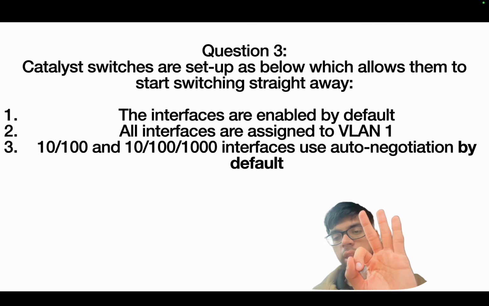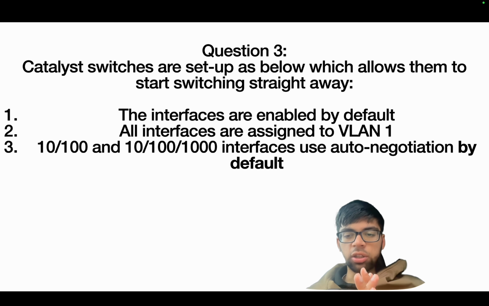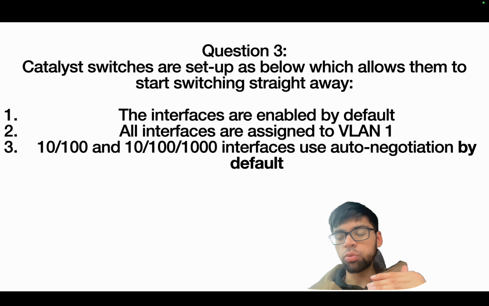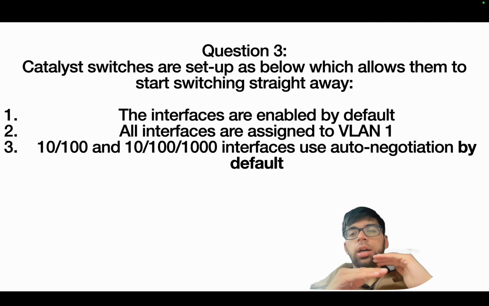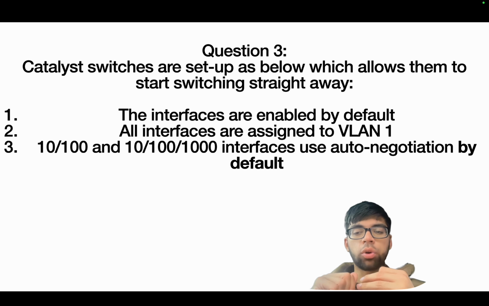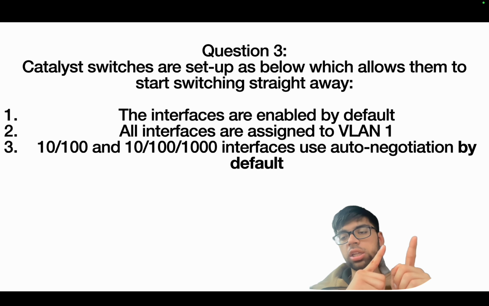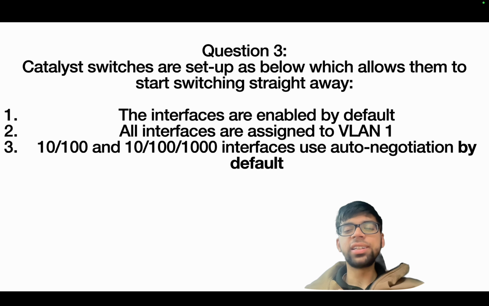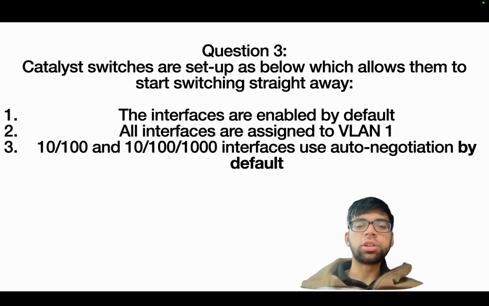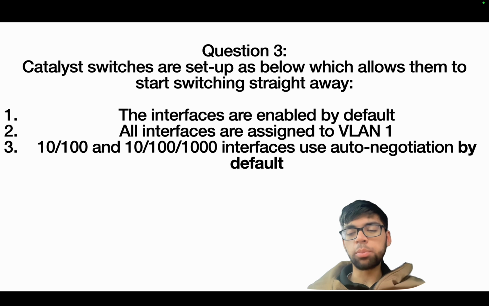These 3 things together are what are enabling our switches to get right off the bat: power on, plug in, and start switching, because our interfaces are enabled by default, they're assigned to VLAN 1, and 10/100 and 10/100/1000 interfaces are using auto negotiation by default. This is what's enabling us to power on, plug in, start switching.